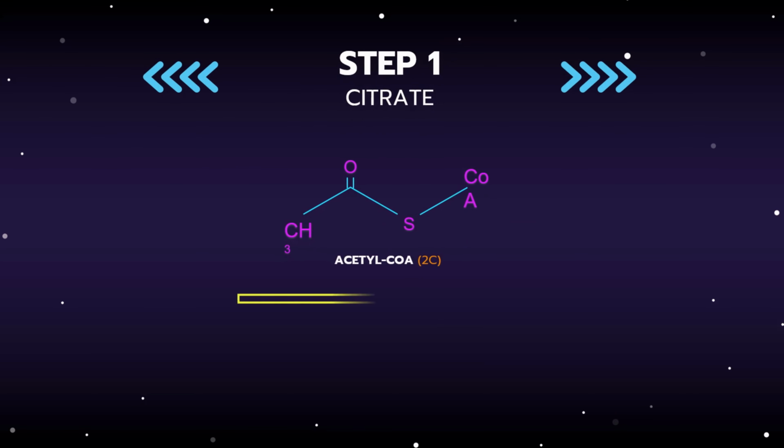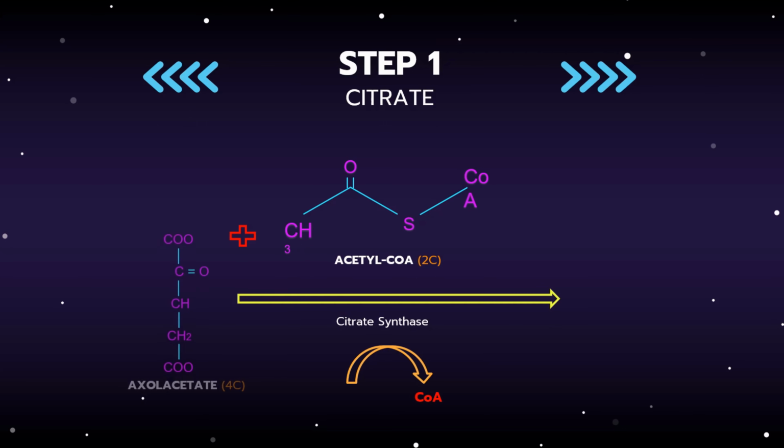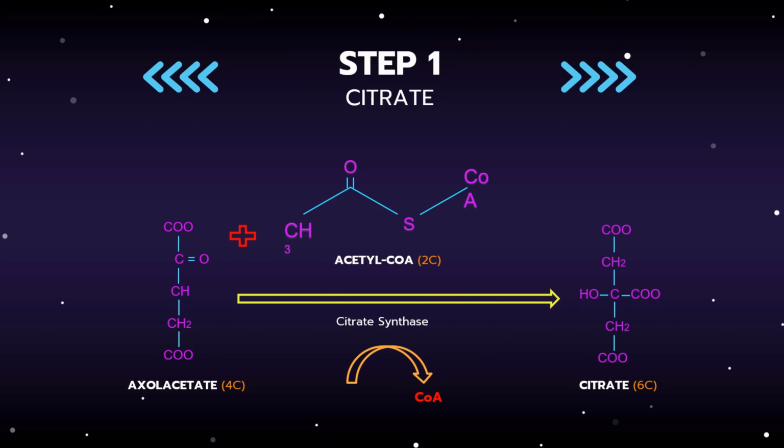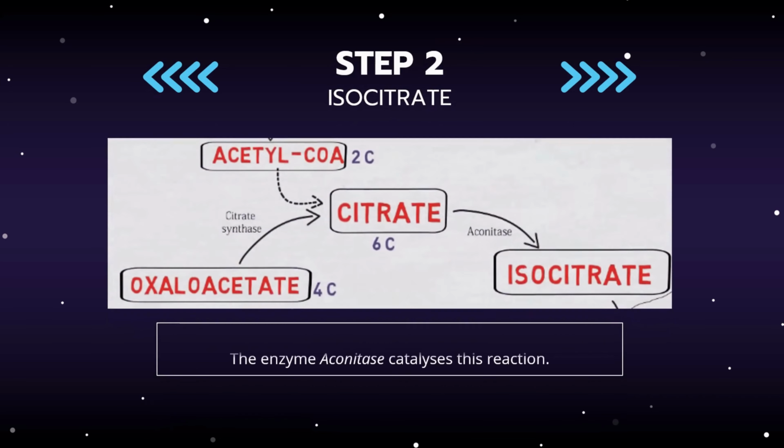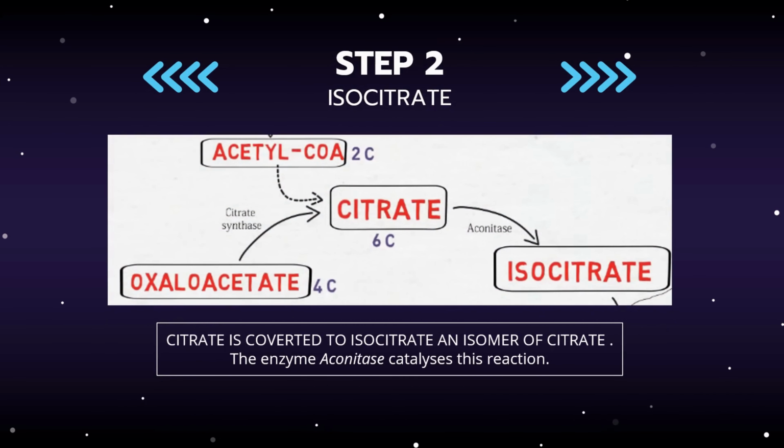First step, citrate synthase enzyme will remove the acetyl group from acetyl-CoA and combine it onto oxaloacetate, which is a 4-carbon compound, to form citrate, a 6-carbon compound. So, for step 2, citrate is converted to its isomer, isocitrate. The enzyme aconitase catalyzes this reaction.